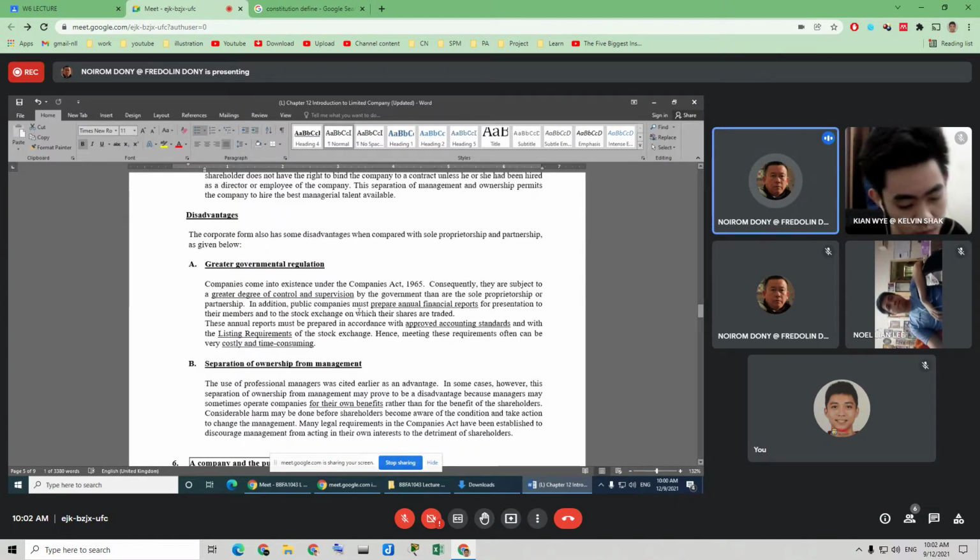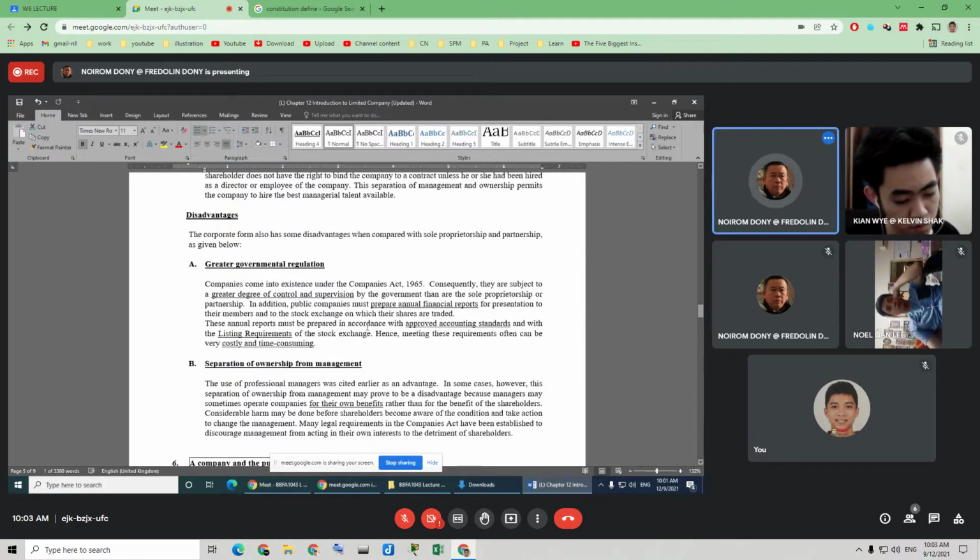In addition, a public company must prepare an annual financial report for presentation to its members and to the stock exchange on which the shares are traded. Now, when you prepare the annual financial report, last time it was in hard copy, everything colored, and all this is very costly. And the paper is glossy paper, so presentable. They have to make copies and then give them to all the shareholders, and then to the government.